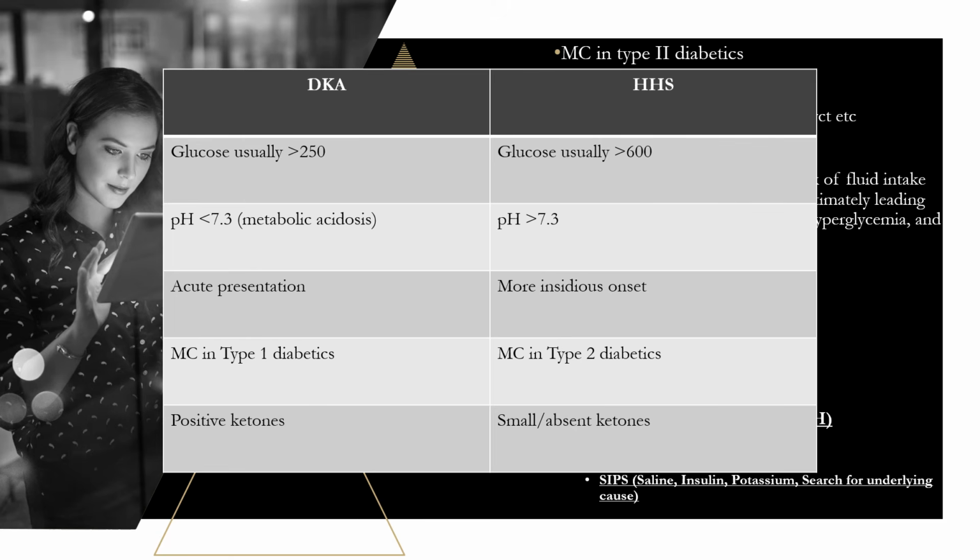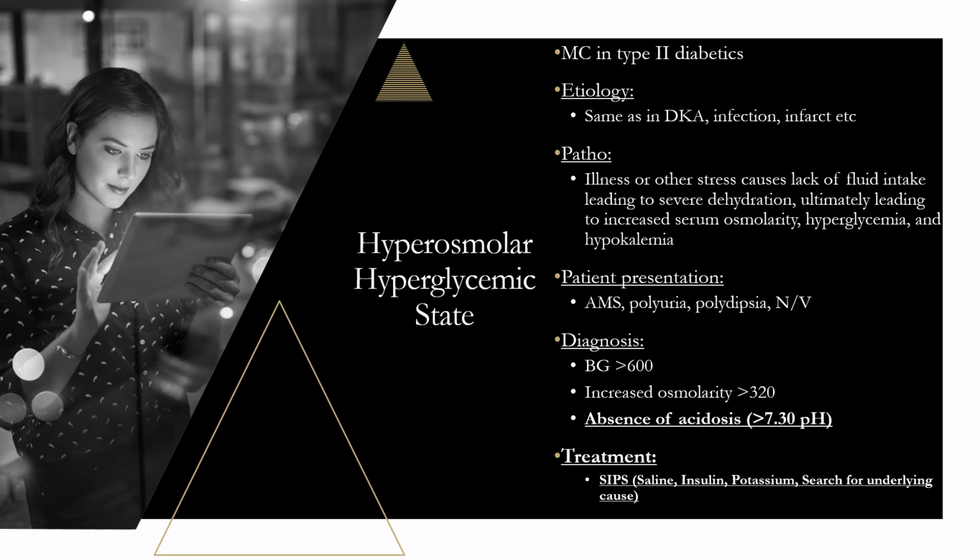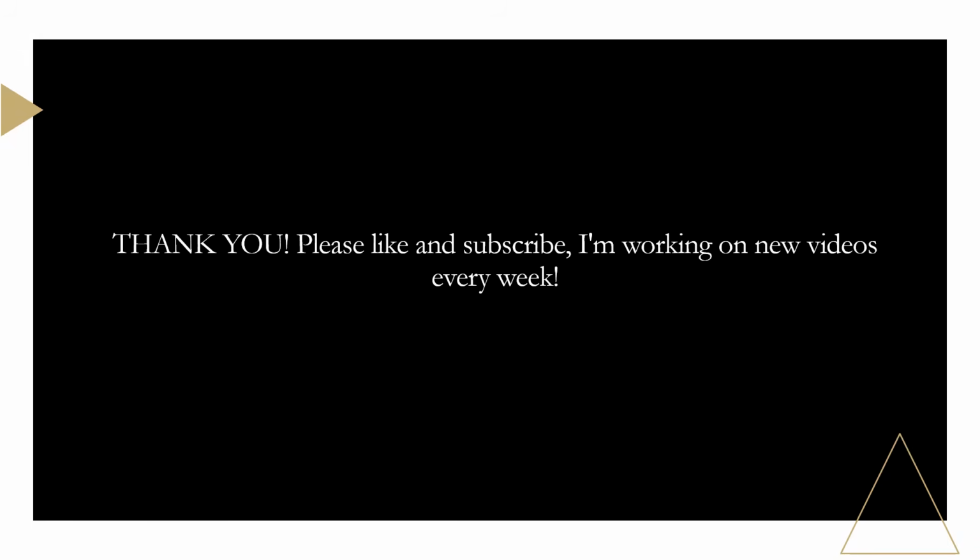DKA, you're going to see positive ketones always. HHS, you may have a small amount, a trace of ketones, and in some cases not at all. So these are the most important things to know. If you're going to forget everything else, remember that DKA, you're going to have this metabolic acidosis whereas HHS is going to be a normal pH or even alkaline pH. So remember those. This is important for that. So that's pretty much all I wanted to touch on for diabetes.